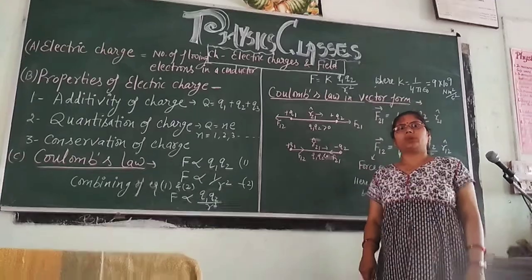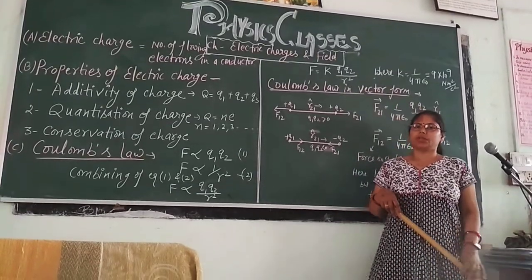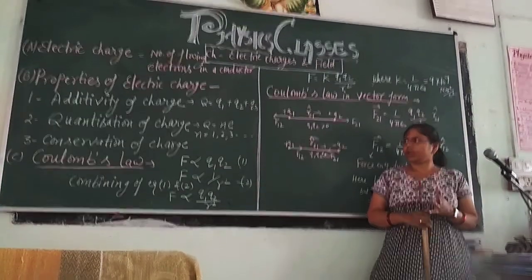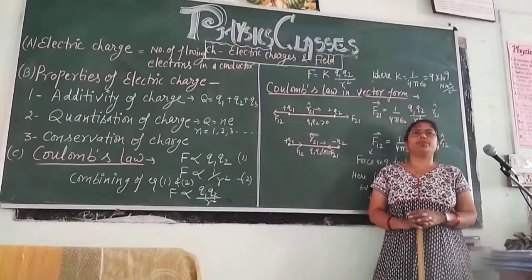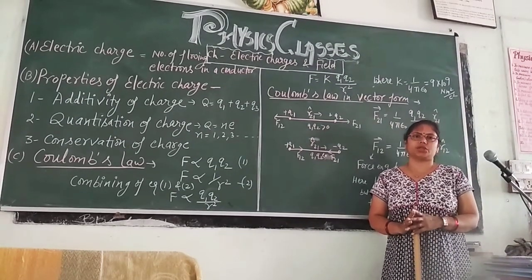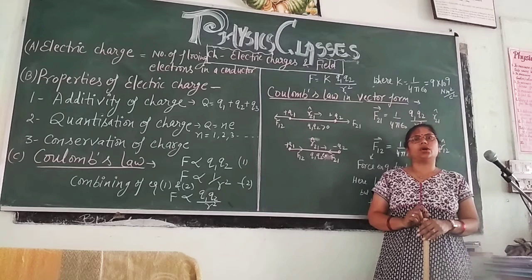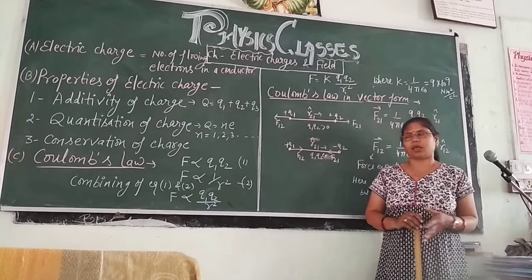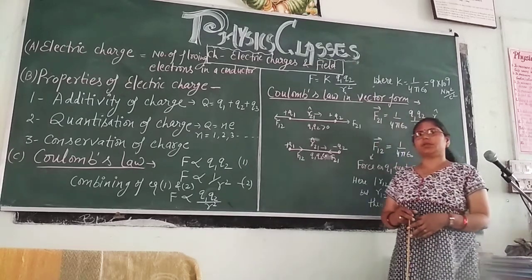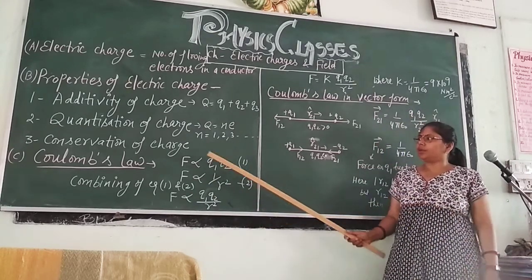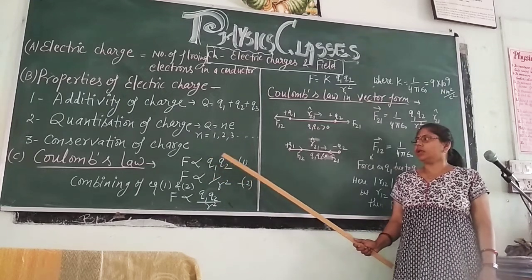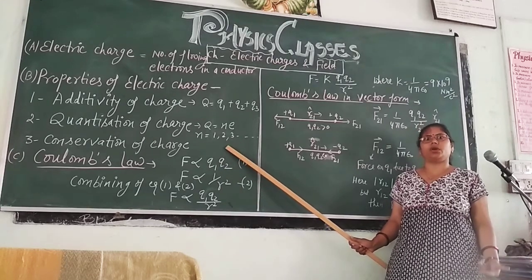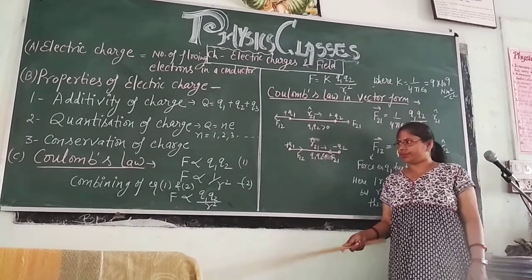Now we study Coulomb's law. What is Coulomb's law? Coulomb is the name of the scientist who gave the law for two charges in a static position. It means that if two charges are not moving from their places and the distance between them is always the same, then the force between them is directly proportional to the product of the charges, F proportional to Q1 into Q2, where Q1 and Q2 can be positive or negative, or one positive and the other negative.